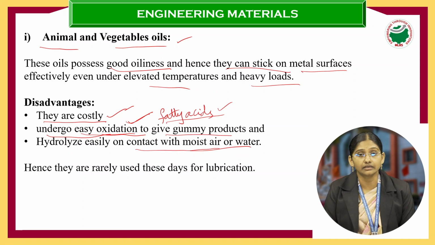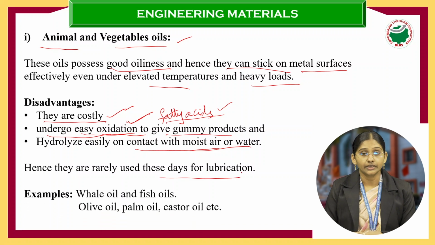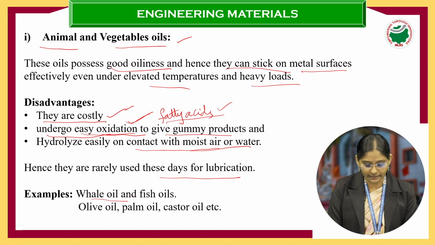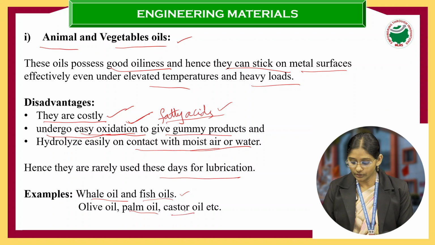Hence, they are rarely used these days for lubrication. So what are the different examples of animal and vegetable oils? Whale oil, fish oil, olive oil, palm oil, castor oil, and almond oil.